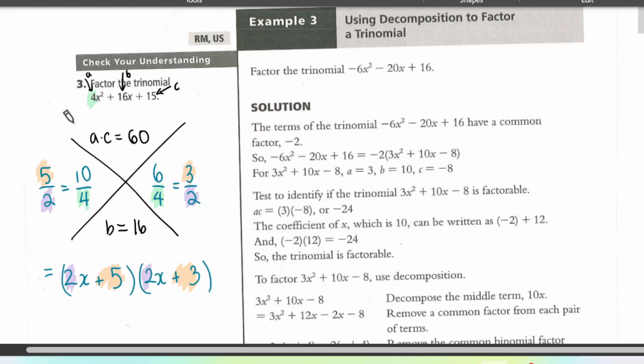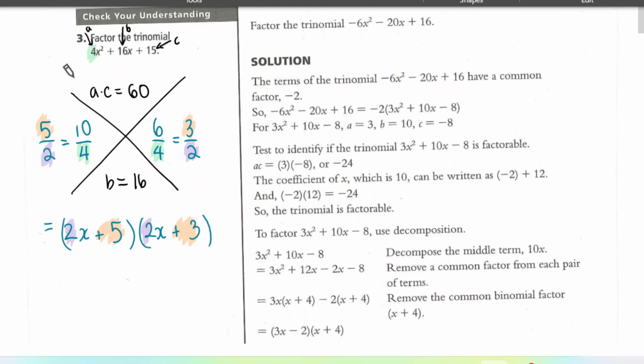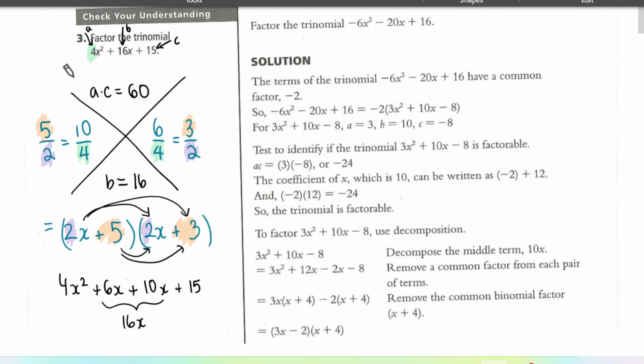Just a reminder too, I want to stress that on a quiz or a test, you should be verifying this if you have time, by multiplying it out. I will do it here just to show you. So 2x times 2x would be 4x squared plus 6x plus 10x plus 15. And we see the middle term does equal 16x. So we do have our trinomial back.